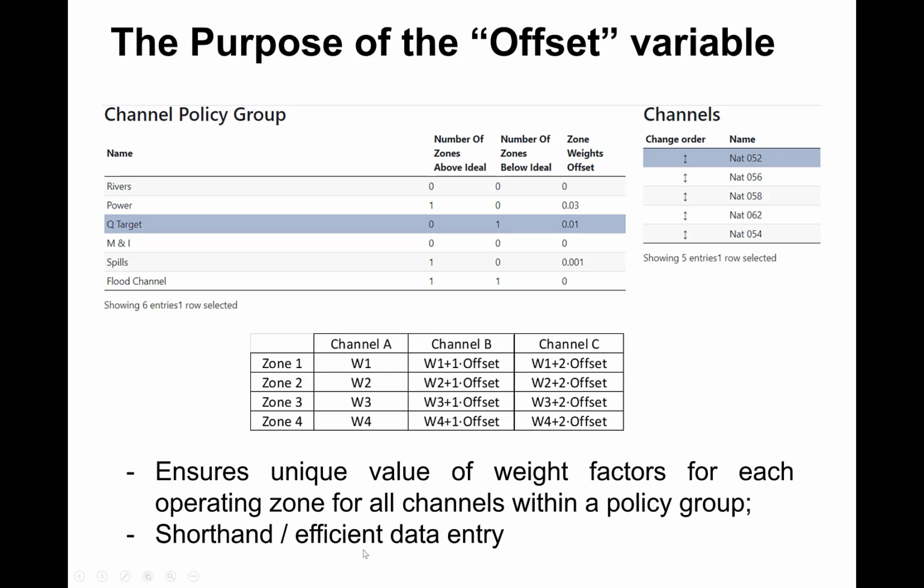This is also a shorthand or efficient way of entering data because if you look at, for example, this group of 5 natural channels, this could have been consumptive use or reservoirs, the same rule applies. And we have 4 zones for each, that's a total of 20 weight factors. In this way, we're only entering 4 of them plus 1 weight factor, and we're recalculating internally 20 numbers.